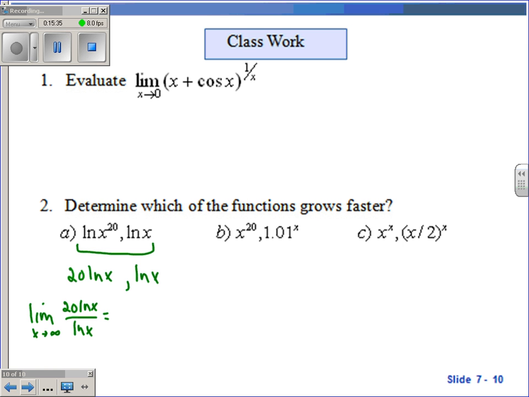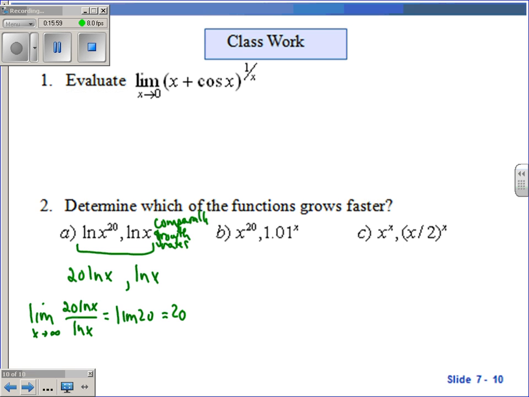And the natural log of x's would cancel. That's just the limit of 20, which we know is just 20. Well, these two have comparable growth rates. So just take the ratio of the two and see if you come up with 0, infinity, or a constant.